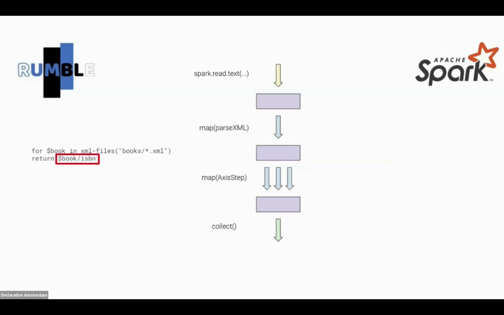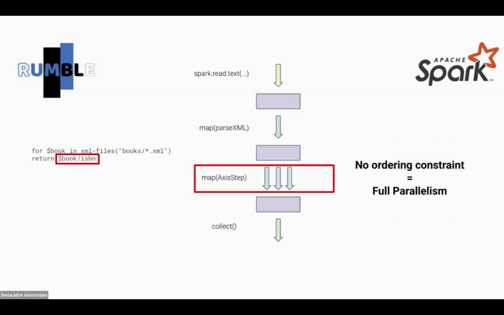If we consider the call to the map access step function here, there's no implied ordering or uniqueness constraint on the result. This means that we can perform the forward step on each tuple independently from the other ones. Transformations like map functions can run completely in parallel on all the nodes of the cluster, achieving full parallelism, and it's actually very efficient. But this is not always the case.